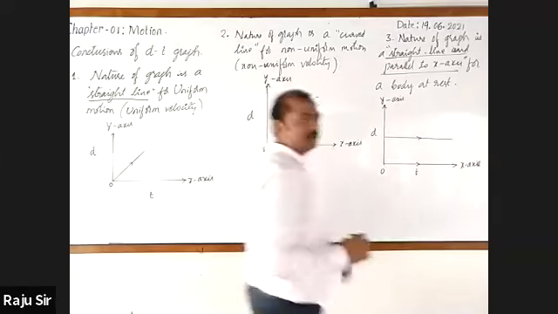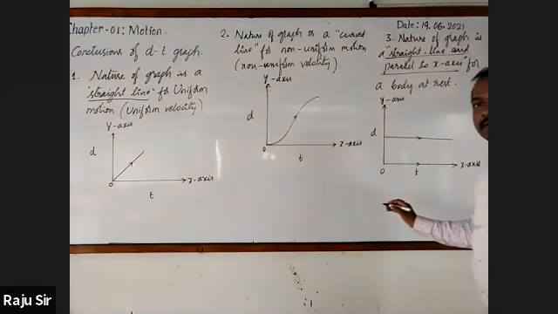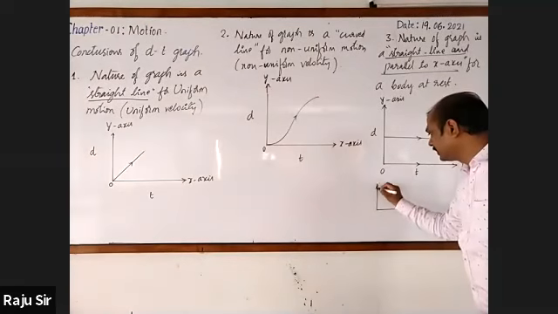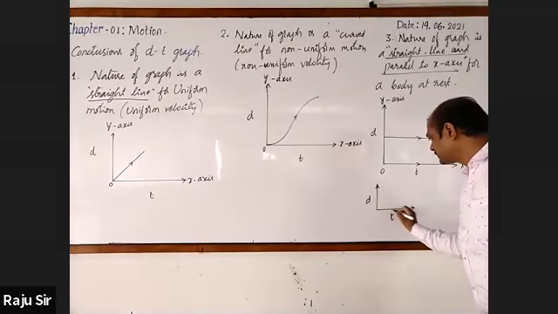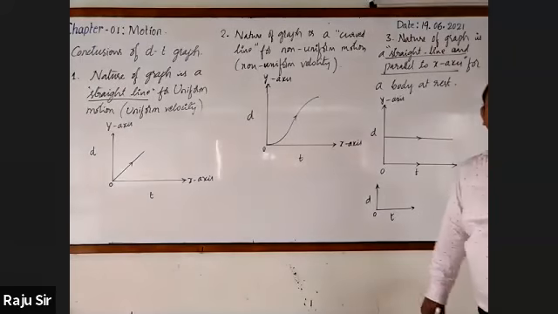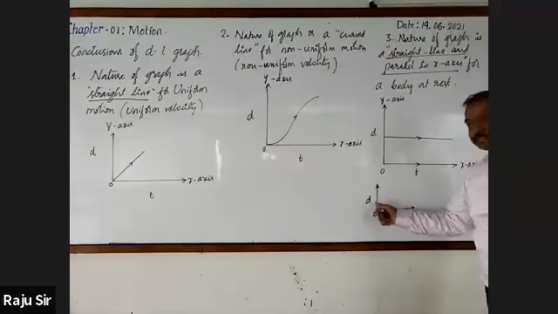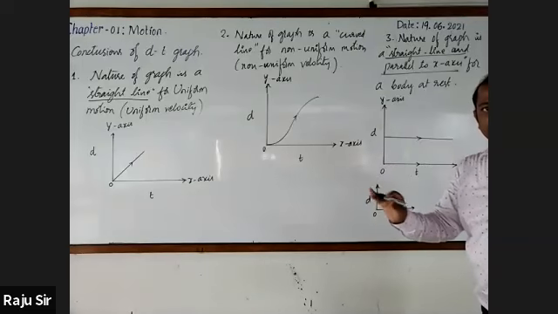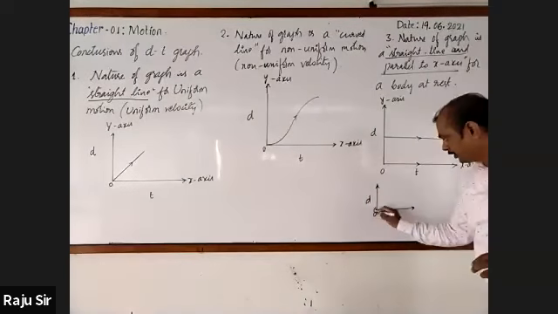Just observe it. Only for discussion, I'm going to draw one more graph. Look here. It is D. It is T. Now, what do you say about this graph? It is a DT graph. What does it represent? No motion. The body is not at all moving. The distance covered by it is 0.